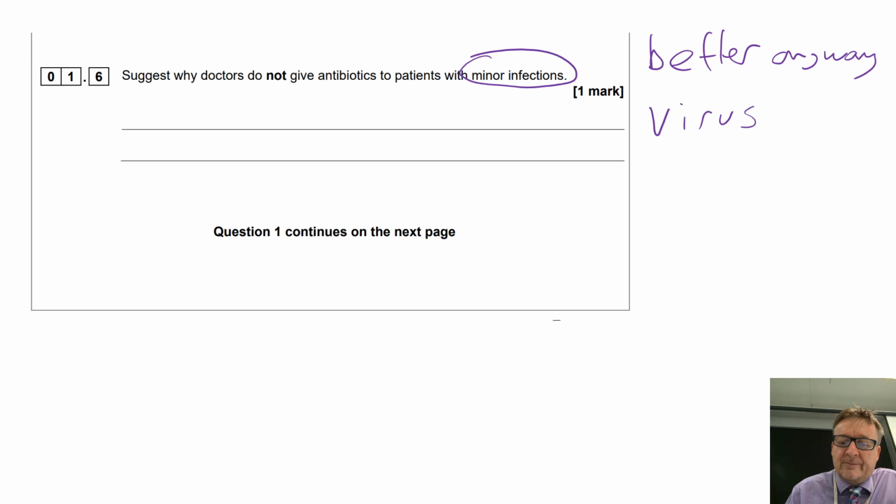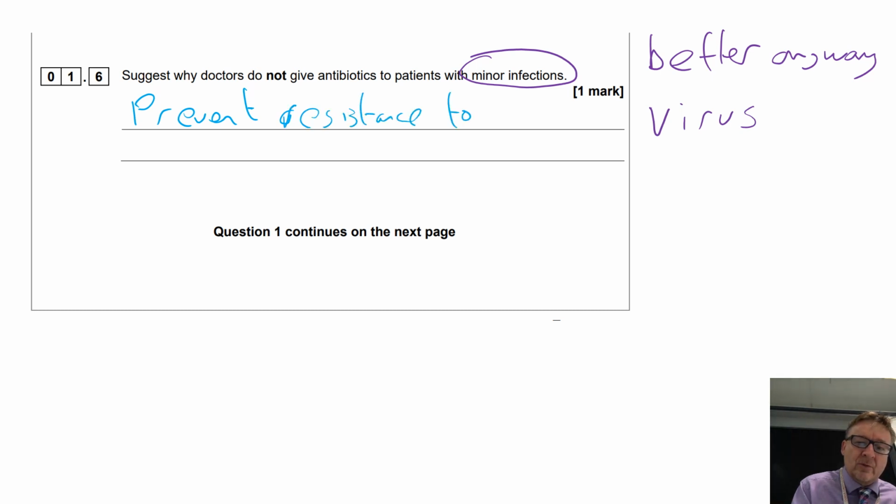So let's have a think about it. Suggest why doctors do not give antibiotics to patients with minor infections. Now, what we're going to do is we don't give them to prevent resistance to antibiotics. So we don't give antibiotics. You only give antibiotics when you really need to, right? Because the more times you give it, the more chance that the bacteria are then going to become resistant to it. And if they become resistant to it, life gets harder.